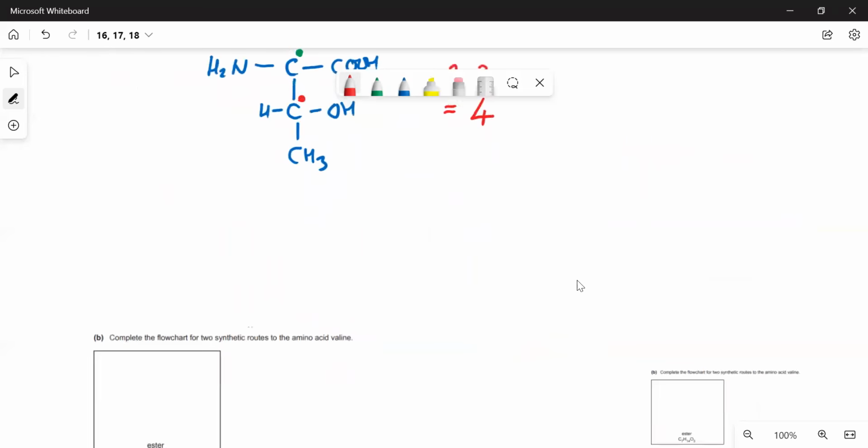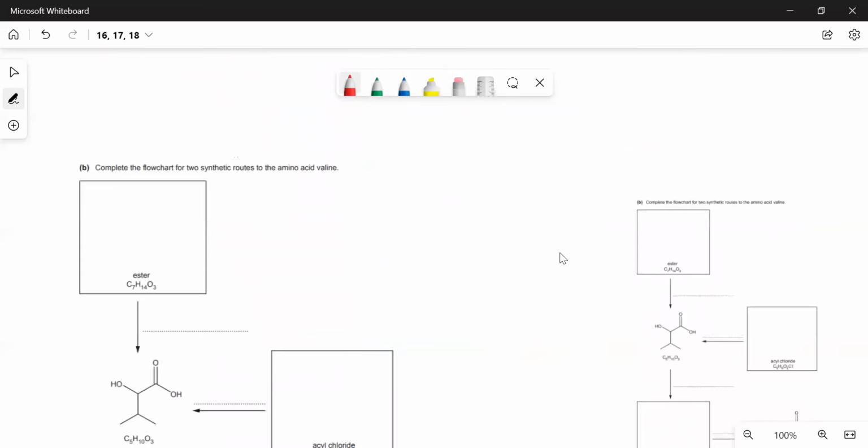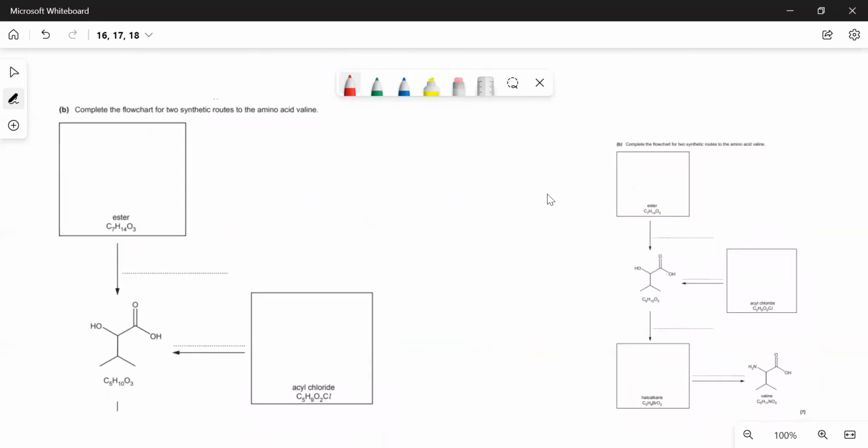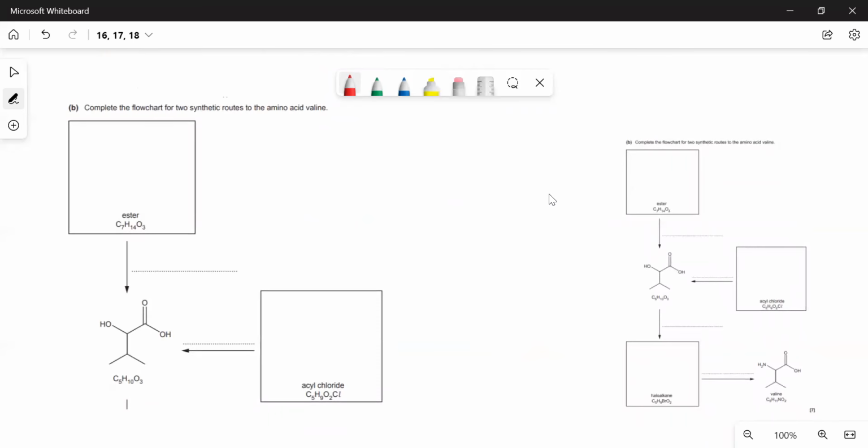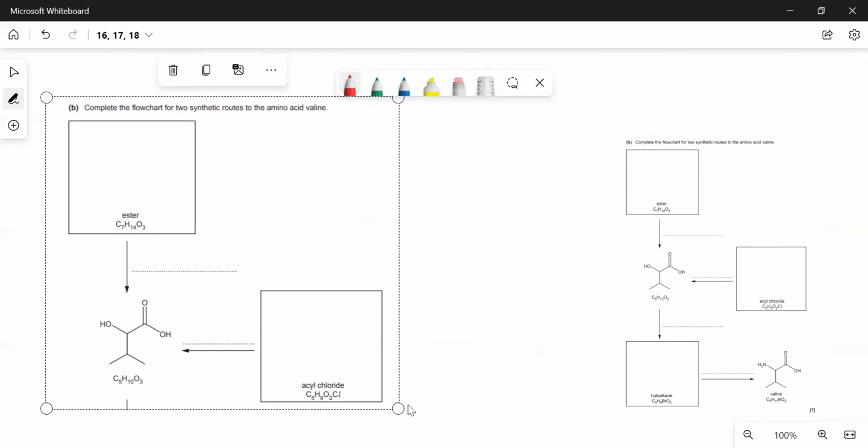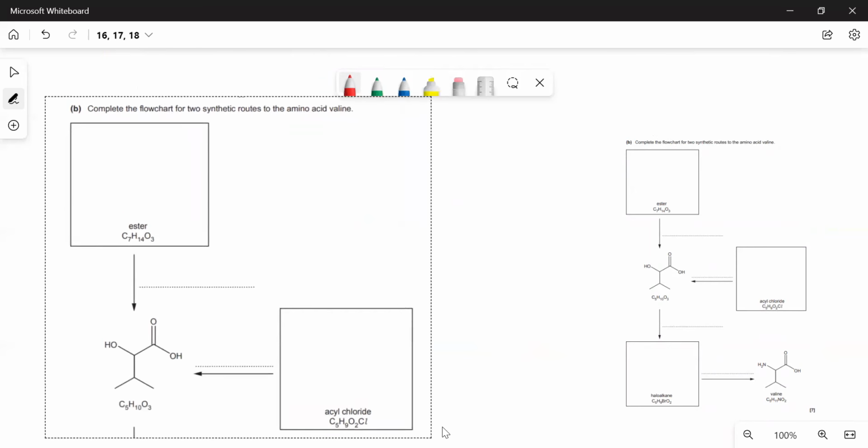Right, so here we have got: complete the flow chart for the synthetic routes to the amino acid valine. Now I've just done that bit there. That is the whole page, and obviously I can't write on that, it's too small. So I've chopped it up into two kind of halves. Okay, so let's have a look at this bit here first.